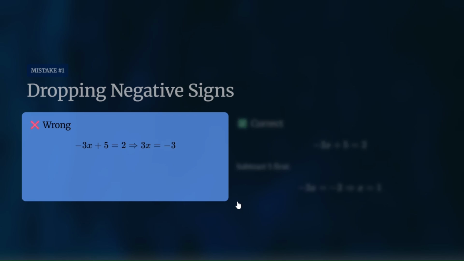That would be incorrect. So the correct way to do it, yes, you subtract 5 from both sides, but when rewriting the equation, negative 3x still remains negative 3x, and that would be equal to negative 3, and therefore you can solve for x. In this case, x is equal to 1. Negative signs are not decorations, so treat them like numbers.